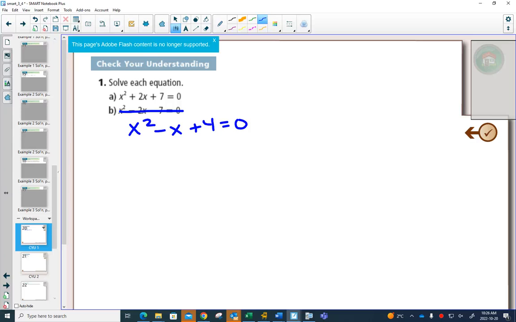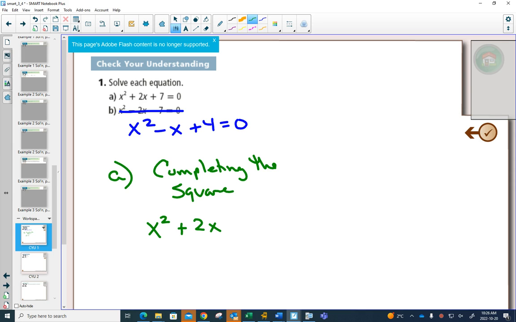I'll solve them both with both methods, and then you can decide why you might like one over the other. So, part A, with completing the square. We would take our x squared plus 2x, move the 7 over. The hint is the 2. Really easy to see that this would be a 1. Oh, actually this is interesting for a whole different reason.